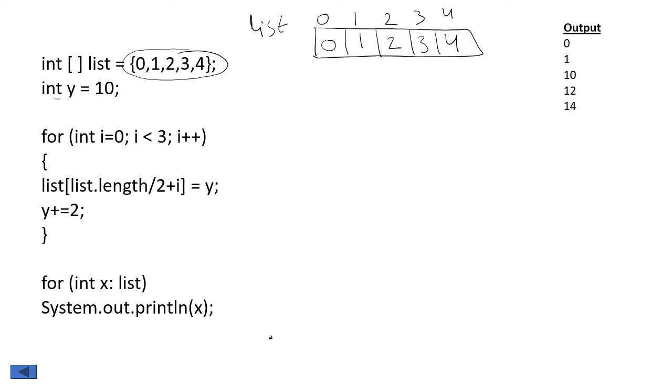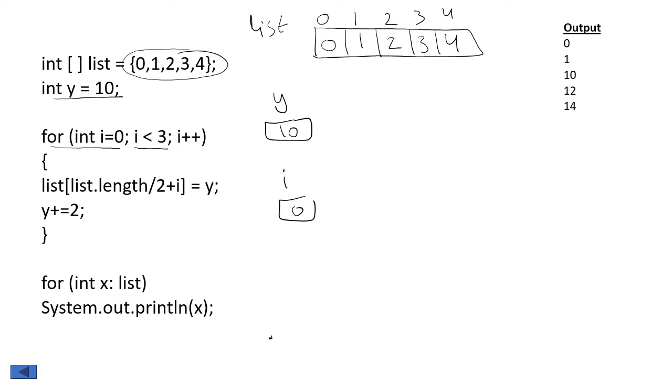Then we have int y = 10, so we declare a variable y, and its initial value is 10. And then it says for (int i = 0; i < 3; i++), execute the following statements. The initial value of i will be 0 because it starts from the first index. I have to check: is 0 less than 3? Yes, so we go inside.